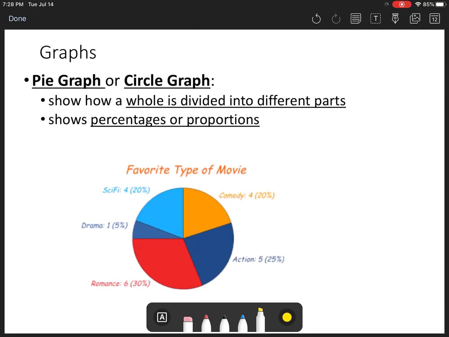A pie graph or a circle graph shows how a whole is divided into different parts, and it also shows the percentage or proportions. Now, oftentimes, even if we're going to show percentages in class for certain labs, it's okay if you still were to show that in a bar graph or histogram type of thing. But if you were able to do it into a pie graph, that would be fine too, because that's generally where you can see the fractions or the proportion or the percentages of different things. In this case, the favorite type of movie that people like.